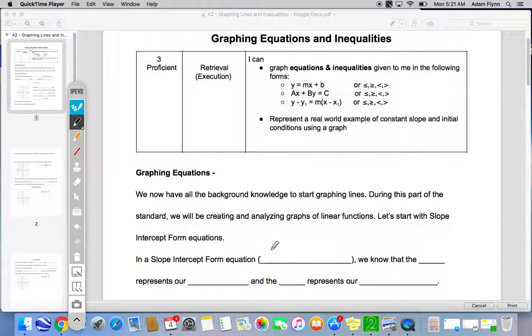So, in a slope-intercept form equation, which to jog your memory is y equals mx plus b, we know that the m represents our slope and the b represents our y-intercept. And we know that a y-intercept is where our line will cross the y-axis. All right, pause the video if you need more time. I'm going to scroll down.